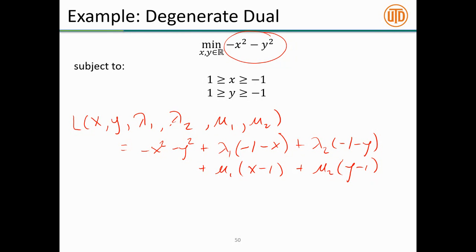Now to construct the dual optimization problem, we would minimize this thing over x and y. Now it's not a convex optimization problem, because minus x squared minus y squared is not a convex function. So I can't necessarily just take derivatives and solve, because there could be multiple critical points, and I'd have to check them all. In this case, if I was trying to minimize this thing over x and y, what is the solution?